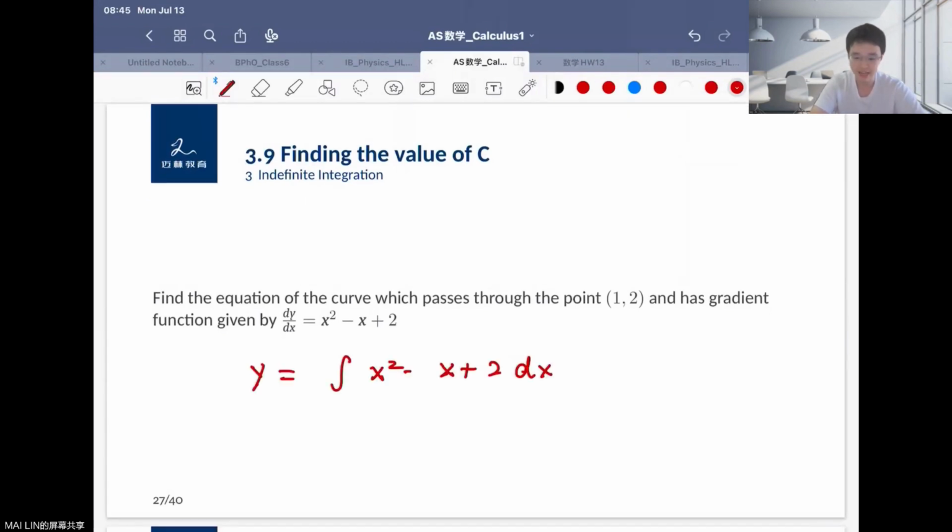Here we use the formula: first make the power plus 1, and then divide by the new power, right? So x squared becomes x cubed because 2 plus 1 equals 3, and then divided by the new power, that is over 3. That is the first term. For the second term, we have negative x, so negative x to the power of 1. First is minus x squared, and then over the new power, 1 plus 1 is 2, right? So minus x squared over 2.